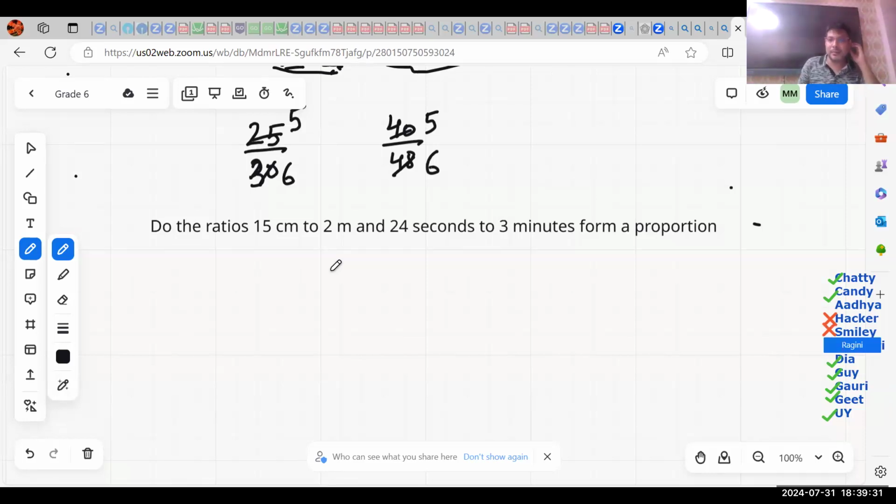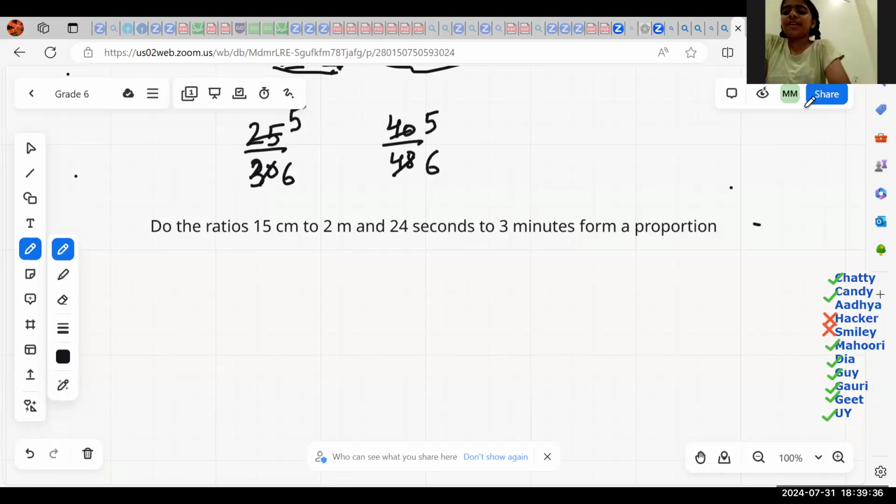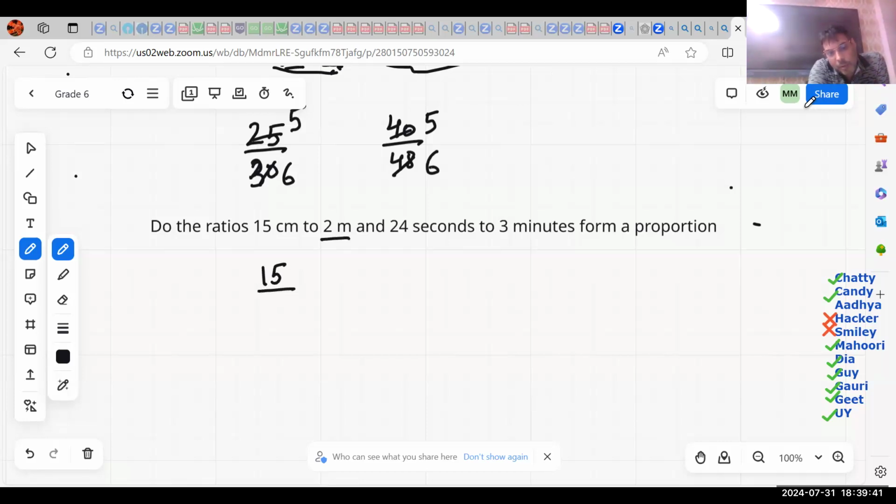So Smiley and Hacker and Adhya, sir, I'm sending, so you can speak. So this will be 15 upon 200 because the unit of antecedent and consequent must be same. So 5 threes are 15, 5 40s are 200. Then 24 seconds to 3 minutes. I can convert the minutes into seconds. So 60 into 3 will give me 180.